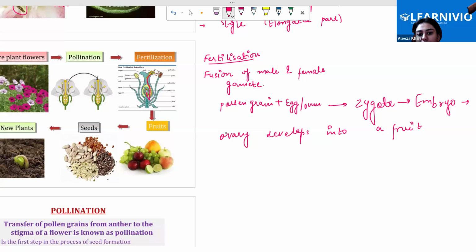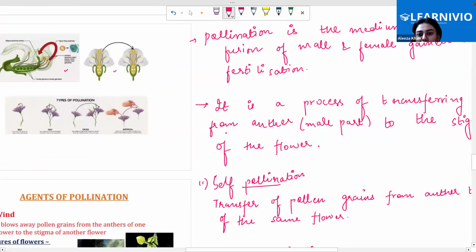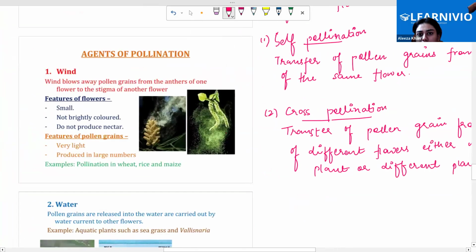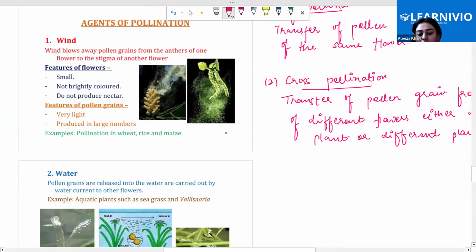Any doubt in self-pollination and cross-pollination? No, ma'am. Okay. So now, how does pollination take place, or how is the male gamete, which is the pollen grain, transferred to the stigma? We have understood the process of fertilization. We have understood the process of pollination. It is transferring. But how are these gametes transferring? See, the egg is within the ovule. It doesn't need to transfer. But what needs to transfer is the pollen grains. So how will they be transferred?